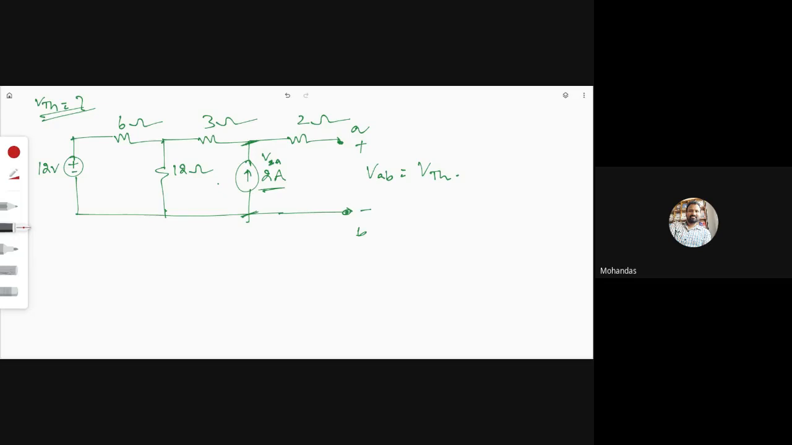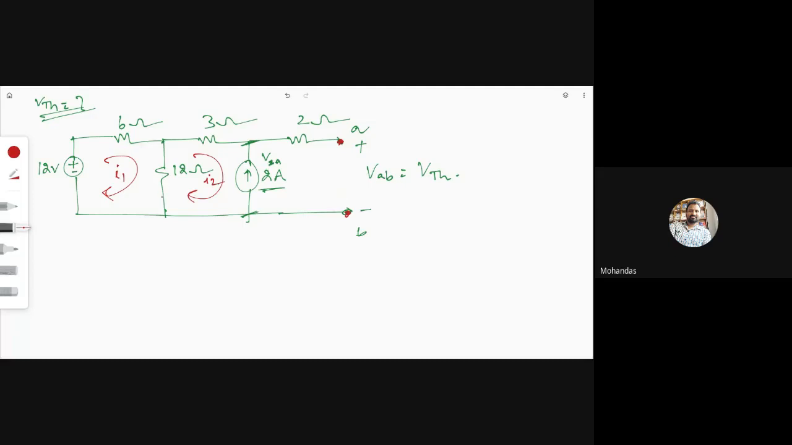How many meshes are there in the circuit? Srivarsha? Two, sir. Yeah, very good. Two meshes. This is one mesh and this is another mesh. So let us say this is I1 current and this is I2 current. Our aim is to calculate the voltage across these AB terminals.